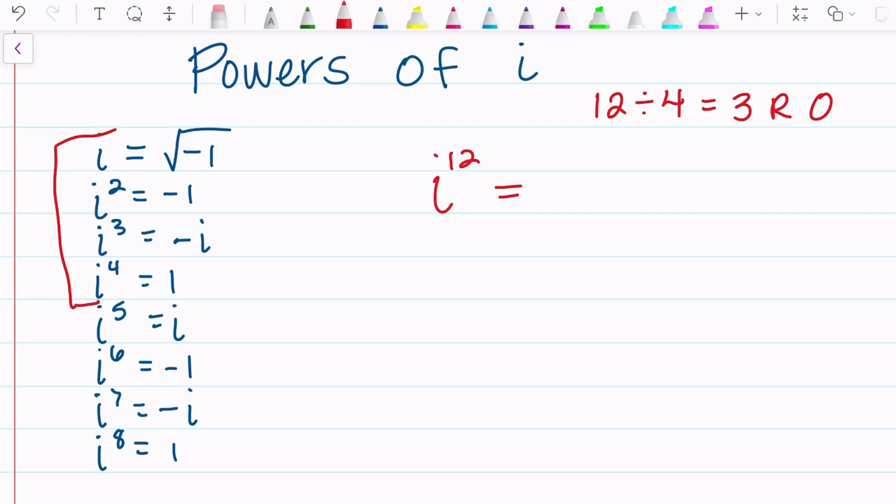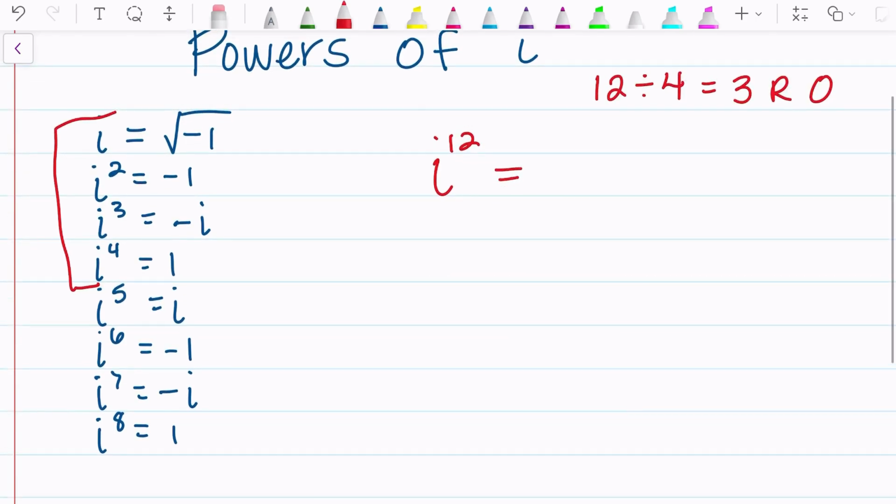So I could rewrite this as i to the fourth times i to the fourth times i to the fourth, which is 1 times 1 times 1, which is 1. So i to the fourth is really your first remainder 0. And as soon as you get a remainder 0, the answer is just going to be 1. All right, so let's try some other ones.